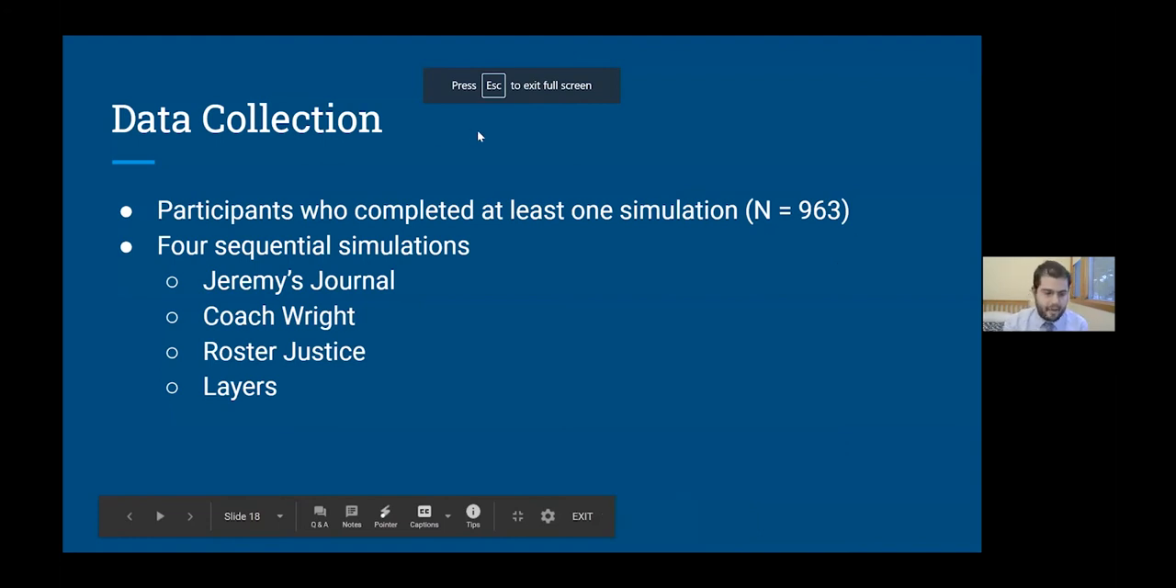So as I was saying, we had four of these simulations embedded within the course, each within one of the units. So we had a lot of text data, probably more text data than any person could look at qualitatively. So I was interested in how we can use natural language processing tools to automate some of this analysis to understand what people are doing in these simulations.